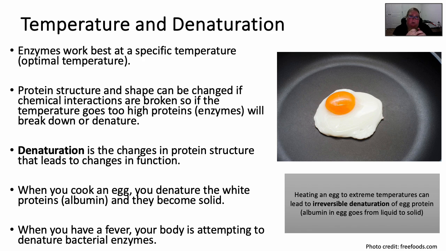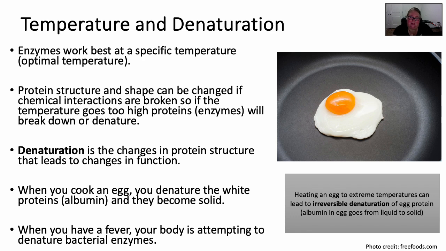Every living organism has enzymes. So bacteria that cause infections, our pathogens, have enzymes as well. One of the things that your immune system does when you get an infection is give you a fever. It's going to kick up your internal temperature, and that's because your immune system is going to have your body attempt to cook those proteins so that they denature.